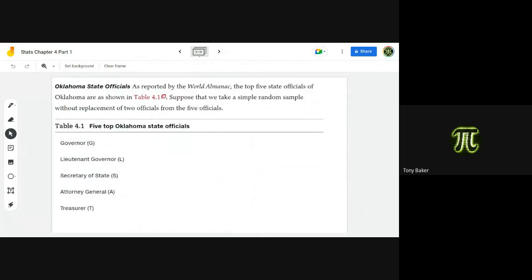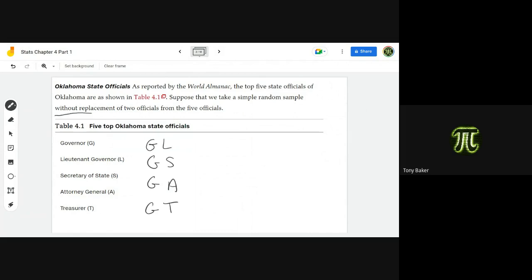So here are the top 5 officials in Oklahoma, and they want to take a random sample without replacement of 2 officials. So the first thing we have to do is come up with a list of our possible combinations. Whenever you're doing these, you want to do them in an order that makes sense so you'll get them all. For example, I'm going to start off with governor. So I do governor and lieutenant governor, governor and secretary, governor and attorney general, governor and treasurer. Those are all the possible outcomes with governor.